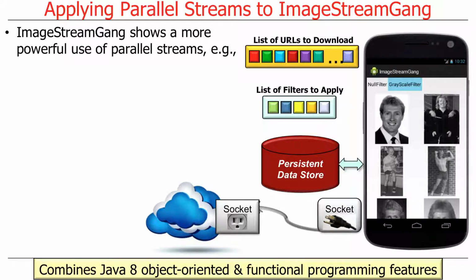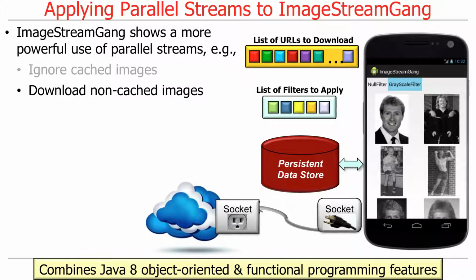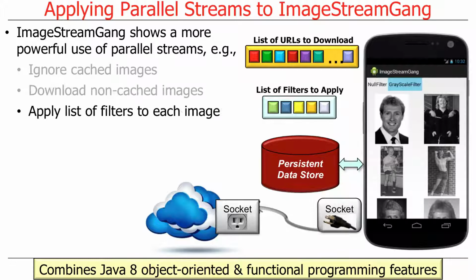First of all, you'll see when we look at the implementation in more detail, it combines both object-oriented and functional programming features into a common solution, which is really cool. And what it does is it will get a list of URLs to download from the user or from a file if you pre-configure it for testing, and it'll ignore any images that are already downloaded and cached. It will then download from the web server or web servers any non-cached images, so it goes out and grabs those things using network calls.